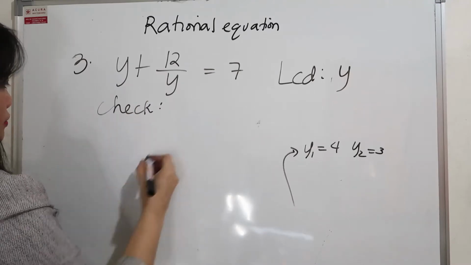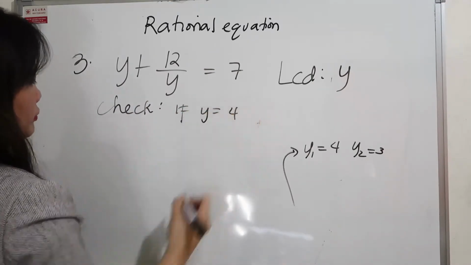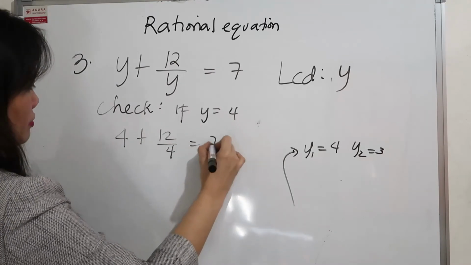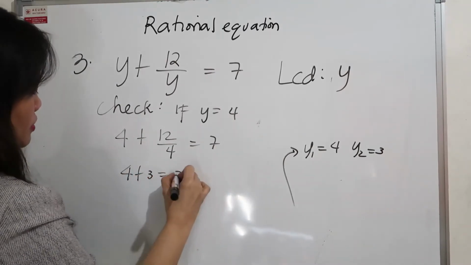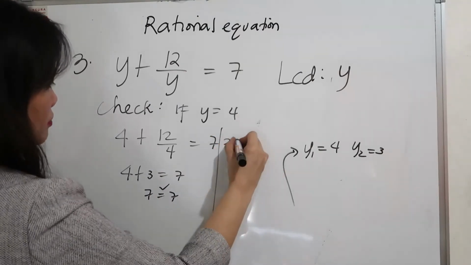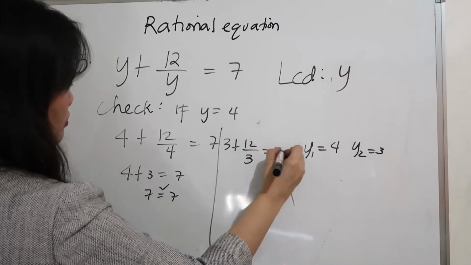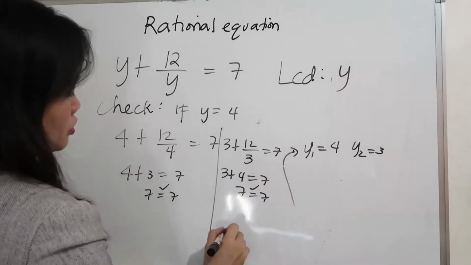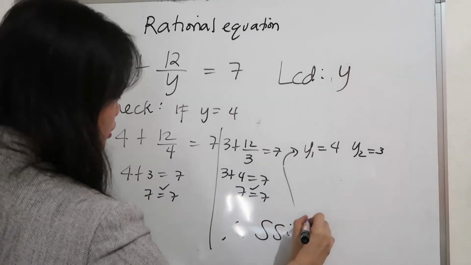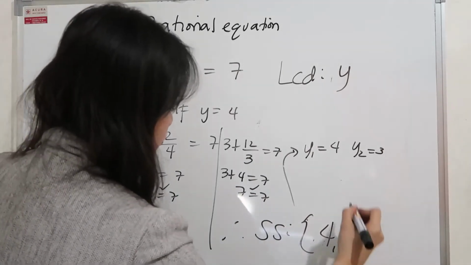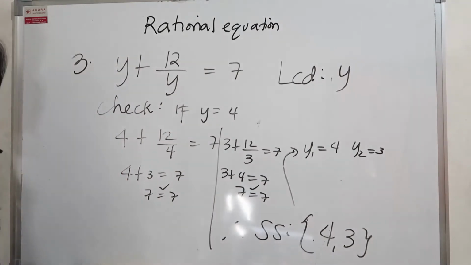So if y equals 4, we have 4 plus 12 over 4 equals 7. So we have 4 plus 3 equals 7, so 7 equals 7, so check. And then the other one is 3, so we have 3 plus 12 over 3 equals 7. So we have 3 plus 4 equals 7, so 7 equals 7. So therefore, the solution set of the given equation is 4 and 3, or 3 and 4.